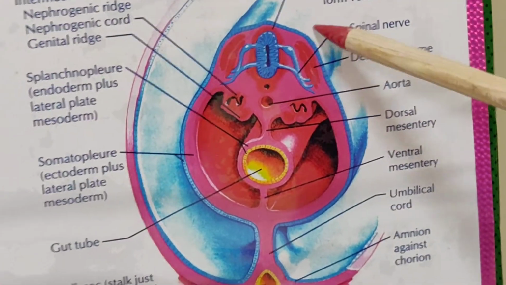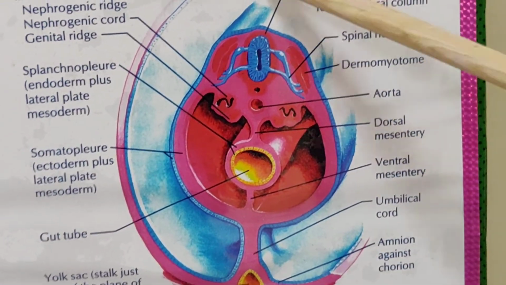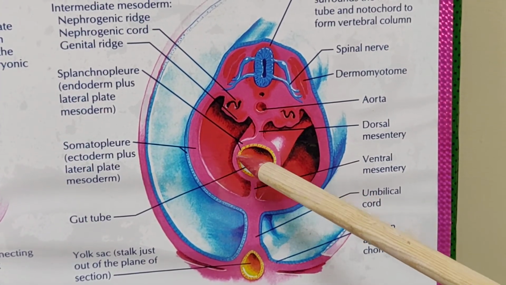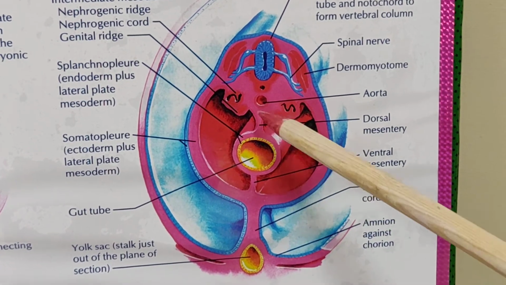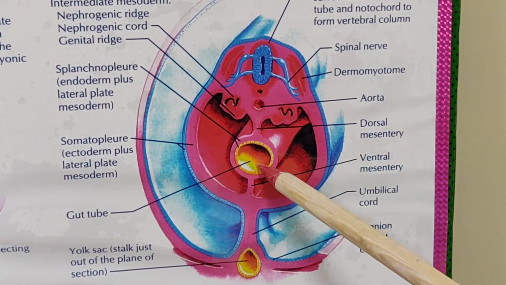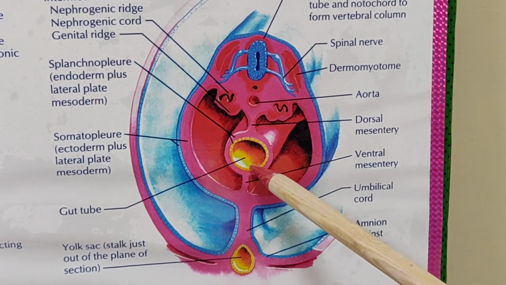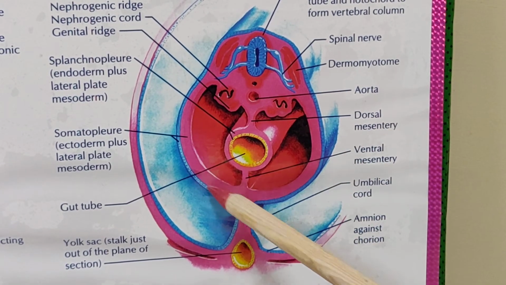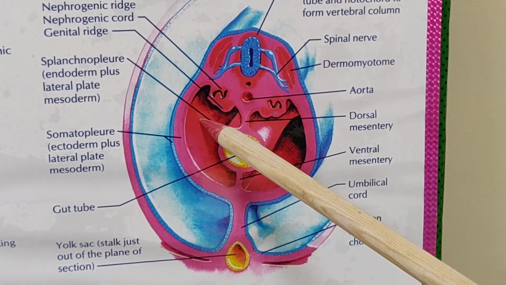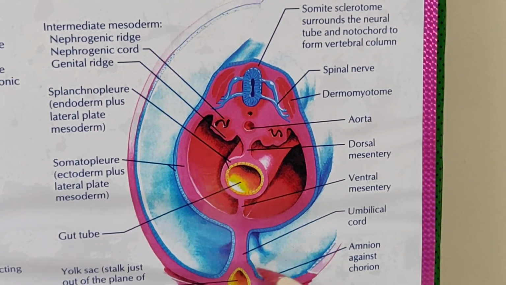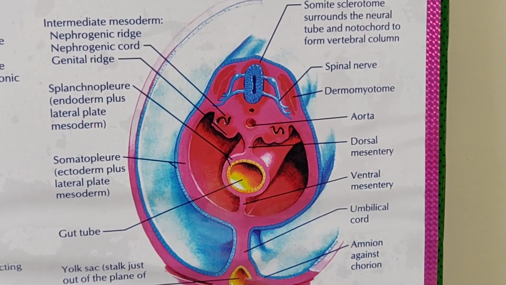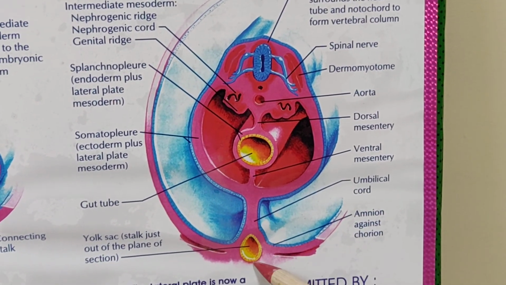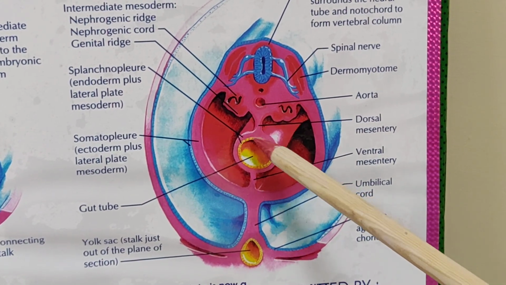Now this is the final stage. As a result of the folding, if you see this yellow structure, it is the primitive gut, and this primitive gut is derived from the yolk sac. The yolk sac has an endodermal lining, and this is the cavity of the body. This is the body wall, and this is the cavity, and on the outside is the amniotic cavity. So further we see how the primitive gut is formed, and its cranial-most part is the primitive pharynx.